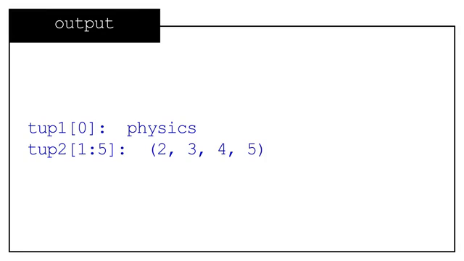In our tuple 1, with 0 inside the brackets, we have physics because physics is the first element in the tuple. Now, we have tuple 2 wherein there is 1 and 5 inside the bracket. As you can see, we have 2, 3, 4, and 5. So notice that the program printed the second element up to the fifth element.